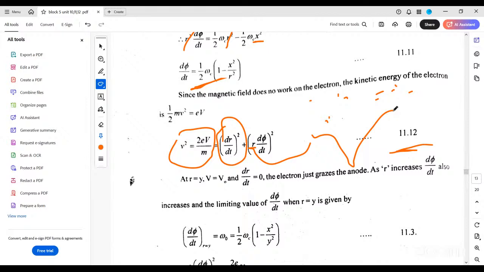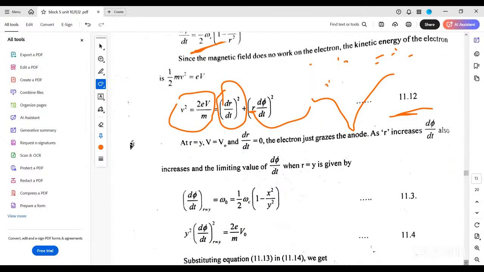The equation is written as 11.4. From 11.2 the equation has come to 11.4. Look at 11.4. In place of dr by dt, the dr by dt term is 0. On the LHS we have 2ev by m. In place of v, I'm keeping v0. The dr by dt term is 0. In place of r, I'm keeping y. Y has a square, so it becomes y square d5 by dt whole square. From 11.2 to 11.4.